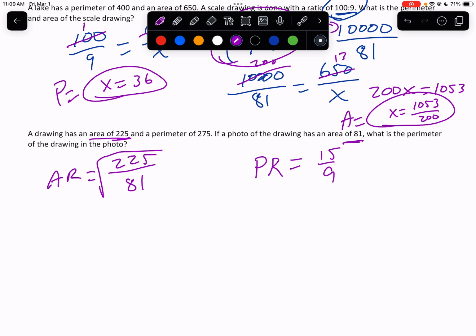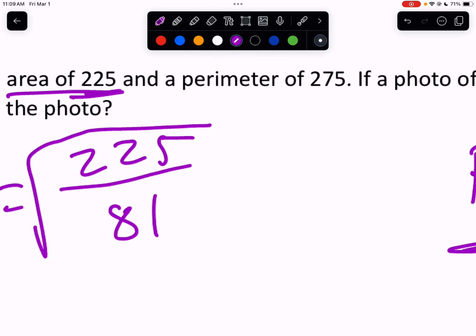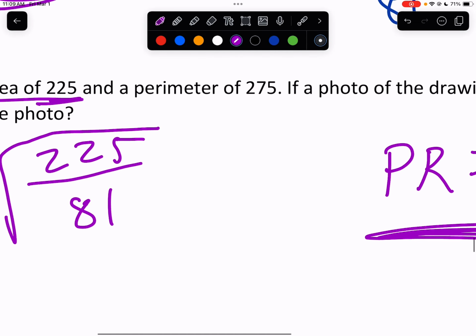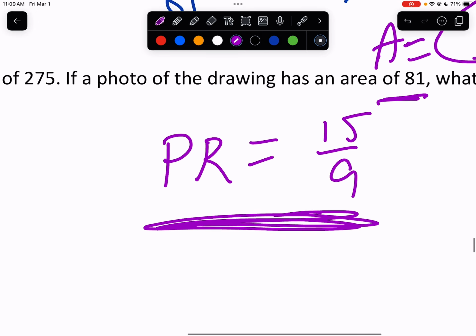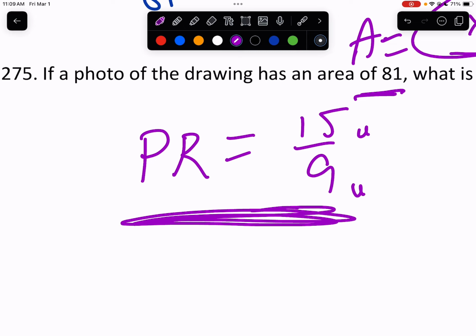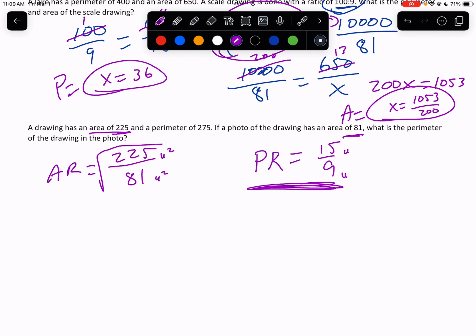So to work with perimeter, we have to have a linear measurement, right? They didn't give us any units, but this would be units squared. But perimeter needs to just be units. So how do you go from units squared back to units? You're going to have to square root it. So to work with perimeter, we would do 15 over 9. Perimeter ratio equals the original perimeter over the unknown. So let me make sure I got this. The square root, 225 over 81 is 15 over 9.